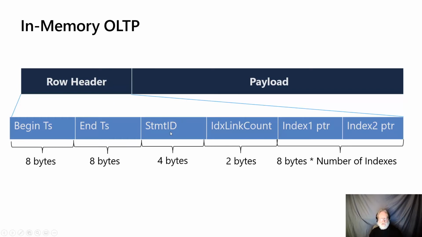You have a statement ID, and a count of index links. The index links are in memory, so these are just pointers, right? This is all in memory, so it's a memory pointer. So it's 8 bytes times the number of indexes there. That's all packed into the row header, and then the data here is the payload. So that's what a row looks like in In-Memory OLTP.